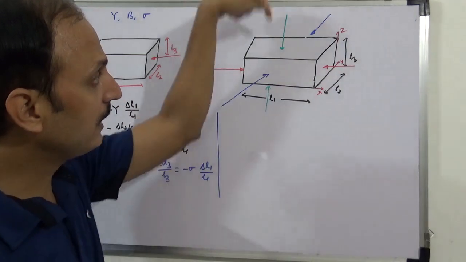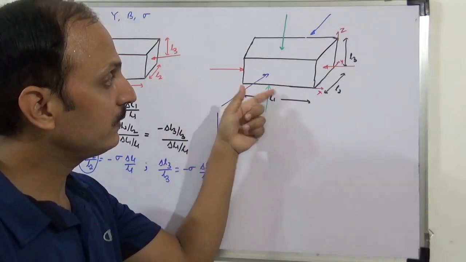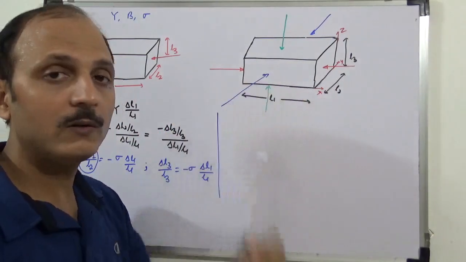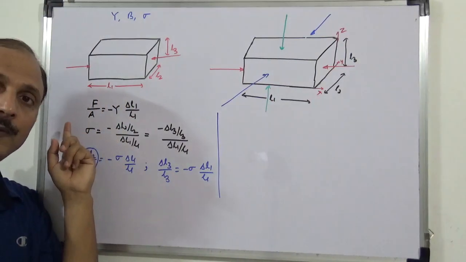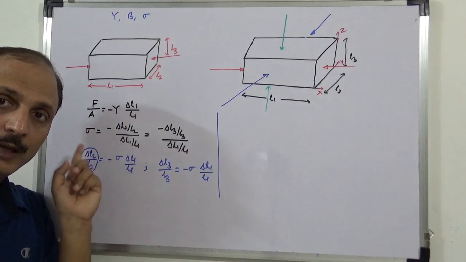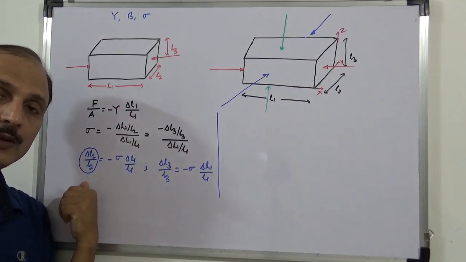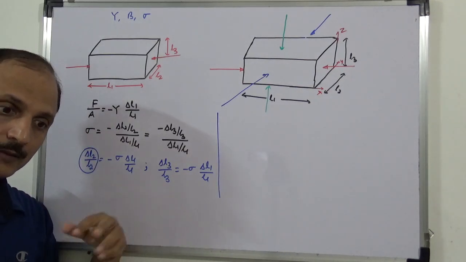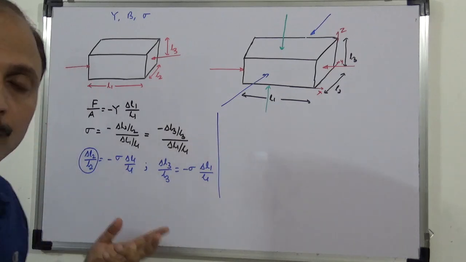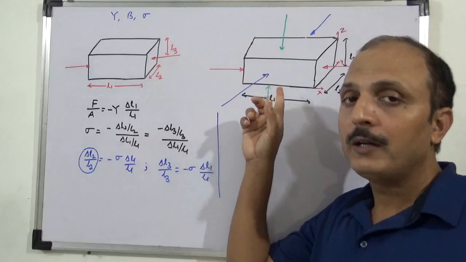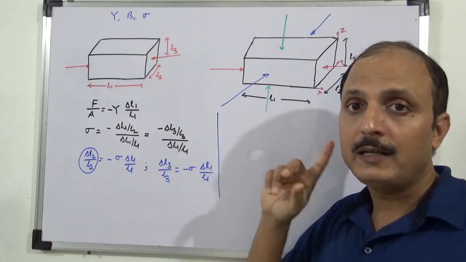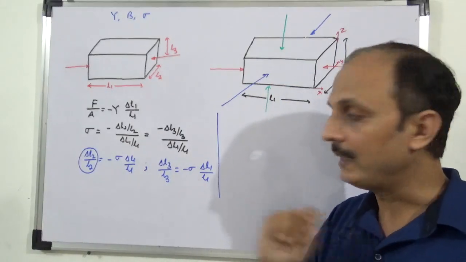These forces, the green and the blue, will also change the net length of L1 by the Poisson's ratio. You can see here, the force along L1 is changing the dimensions of L2 and L3 both. In the same way, the force along L2 and L3 will also change the dimension along L1, and that will be the same.